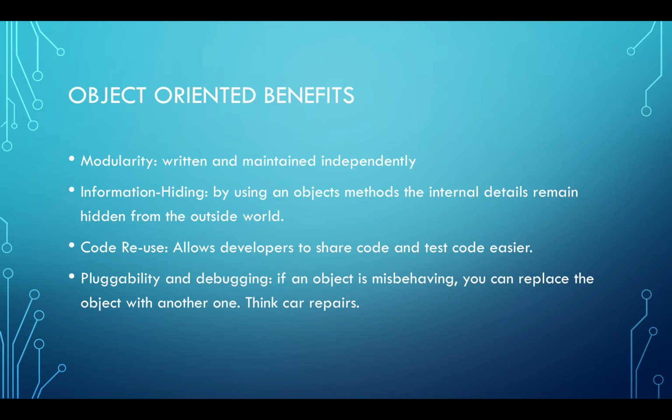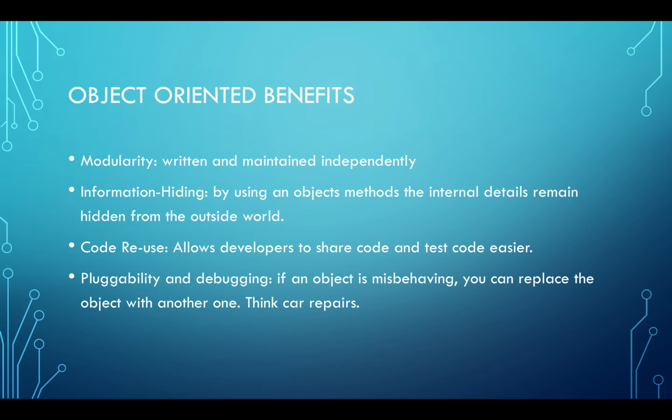So you can start thinking of that as the object, the car example we used before, a bolt, or a piece of the engine. There's also information hiding, so when using an object's methods, the internal details remain hidden from the rest of the program. And code reuse. One really good thing is that it allows code to be shared between other developers and makes it easier to test your code. That leads us into pluggability and debugging. If you have an issue, it's a lot easier to track it down with object-oriented programming because you can narrow it down to the exact object or class that's misbehaving, rather than stepping through the entire program and not having any idea where it is.